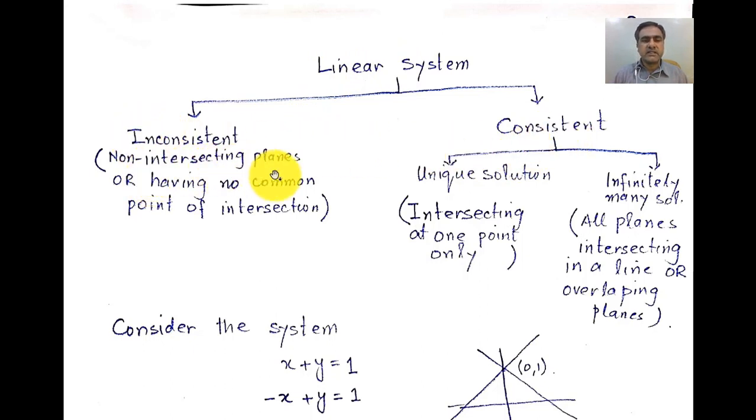Inconsistent means that it is described by non-intersecting planes, or have no common points of intersection. And a consistent system means that we have either a unique solution intersecting at exactly one point, or we have infinitely many solutions, all planes intersecting in a line, or we have overlapping planes.